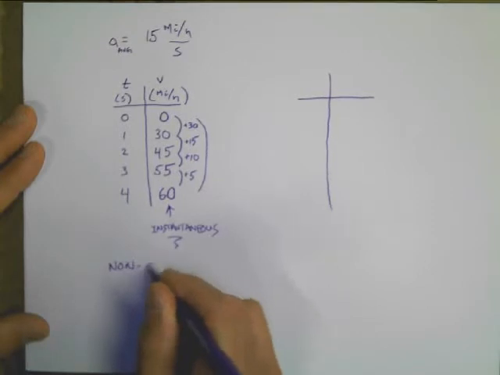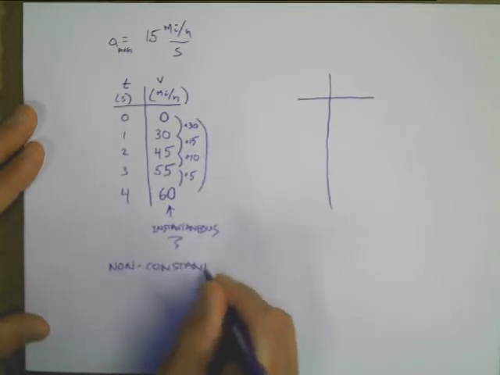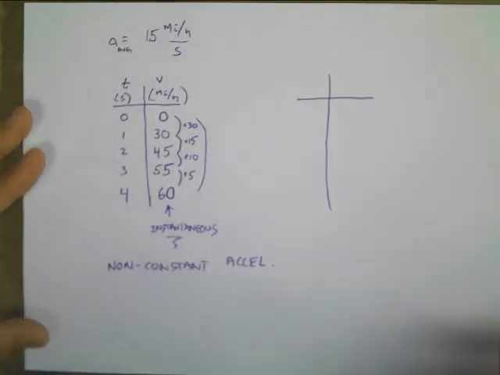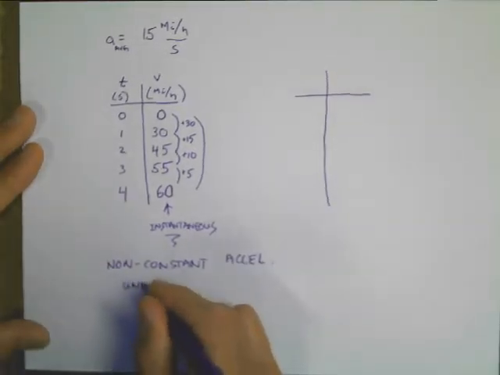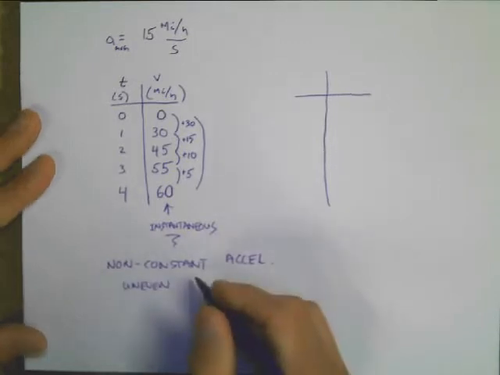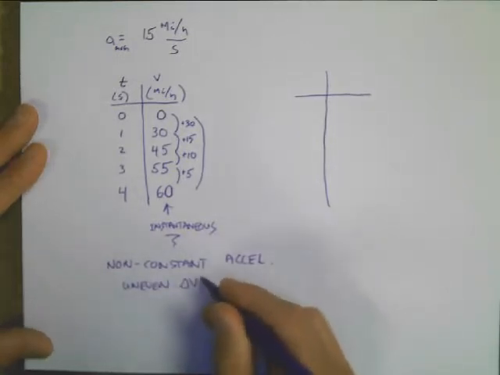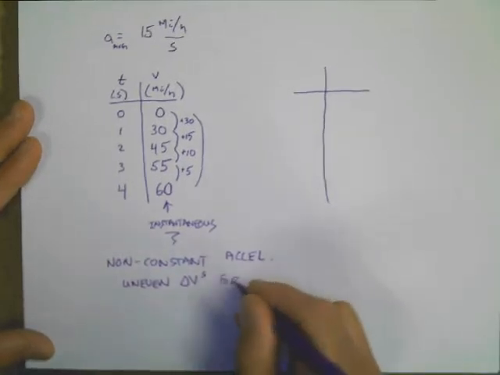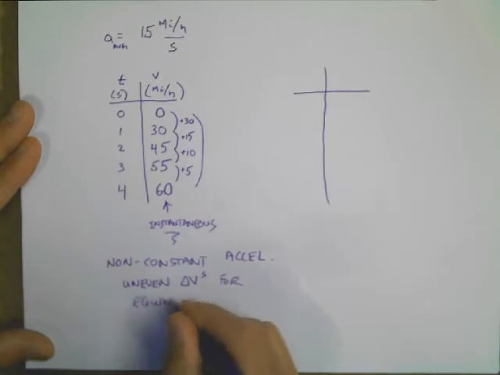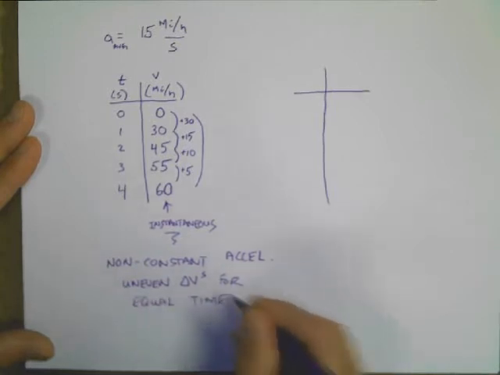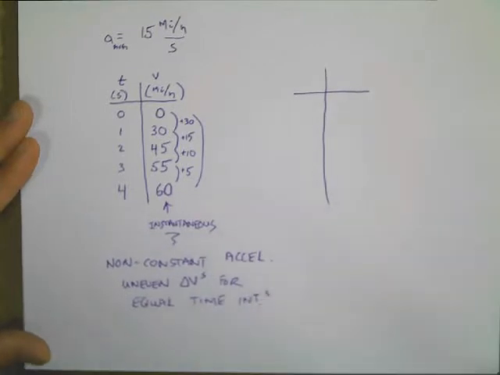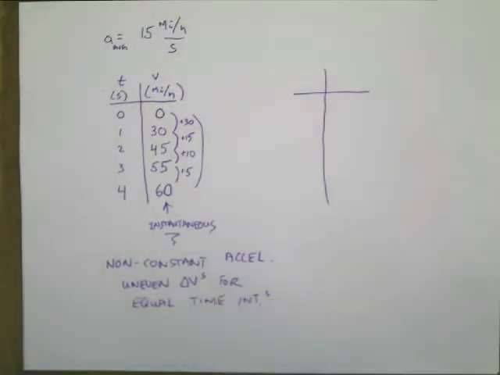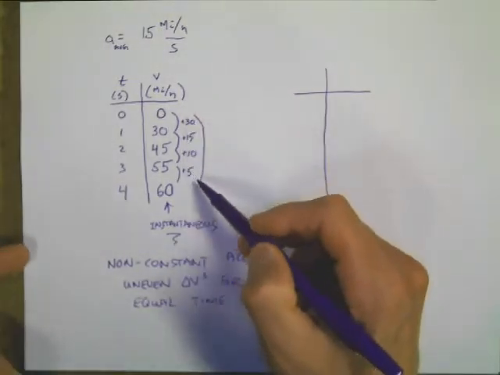This would be called non-constant acceleration, because it has uneven changes in velocity, uneven delta V's for equal time intervals. The time intervals are always 1 second, but you can tell that the velocity is not changing the same.